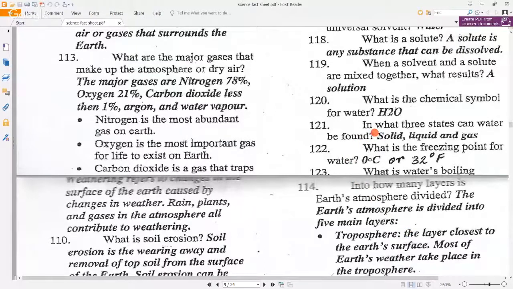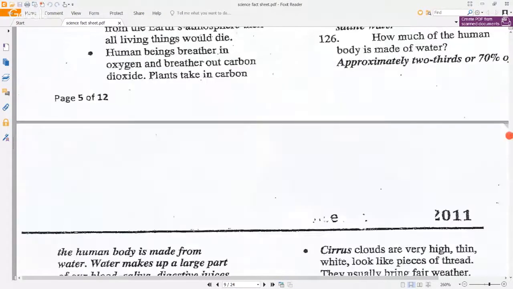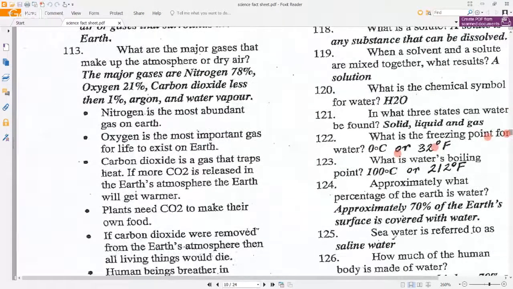121. In what 3 states can water be found? Water can be found as a solid, a liquid, and a gas. What is the freezing point for water? 0 degrees Celsius or 32 degrees Fahrenheit. Yes. What is the boiling point? And this should be for pure water. What is the boiling point for pure water? 100 degrees Celsius or 212 degrees Fahrenheit.